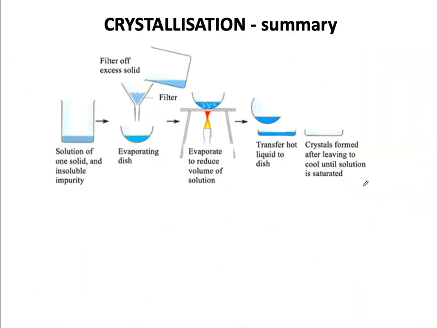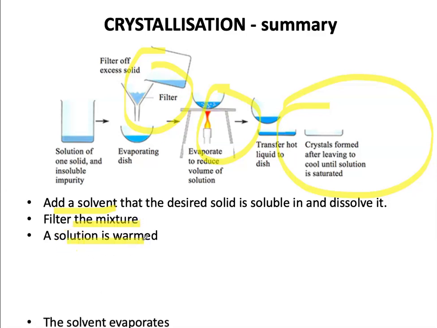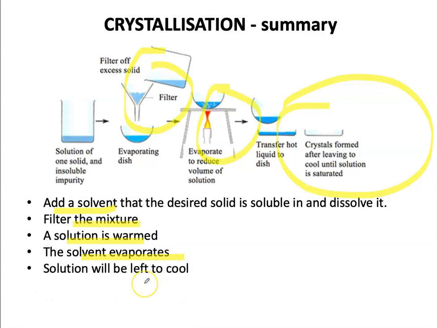Summary of crystallization. Here's a nice diagram for you. Dissolve a solid in a solution, filter, evaporate, leave to cool. Those are the easy stages. So add the solvent, filter, warm the solution, and evaporate a small top layer of the solvent, then leave to cool. And that's it. That's crystallization.